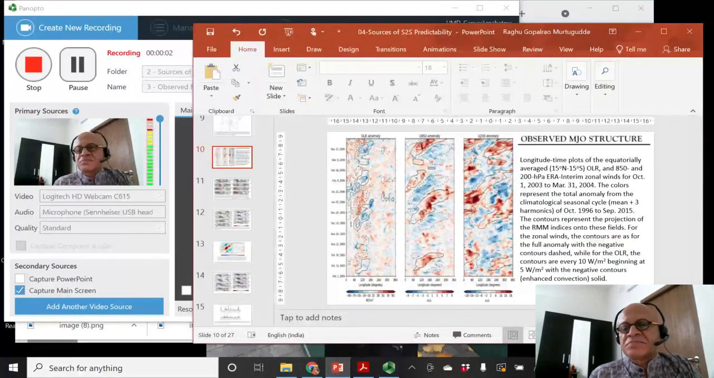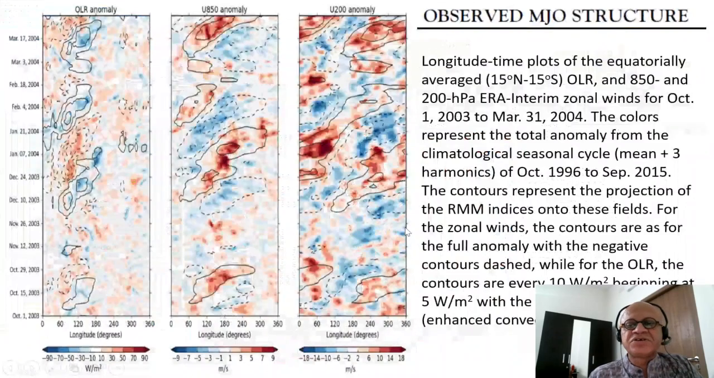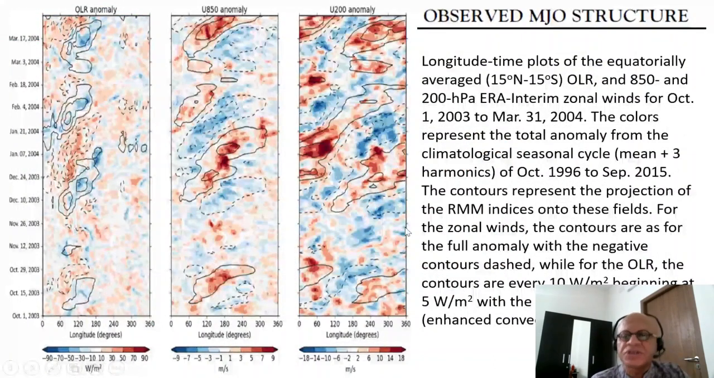Let's get into some details about the observed MJO structures. Here again, all kinds of processing are done before you make these longitude-time Hovmöller diagrams. What is being shown here is OLR, 850 hectopascal zonal wind anomalies, and 200 hectopascal zonal wind anomalies. The period is October 1, 2003 to March 31st, 2004, as before.